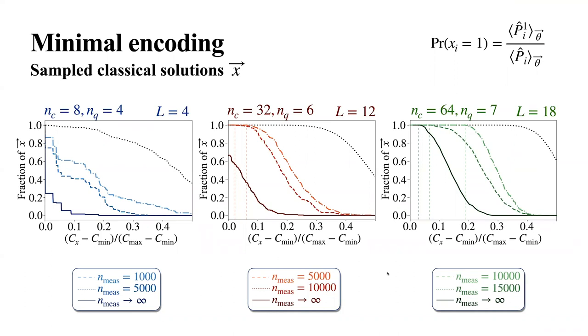Just a point: full tomography sometimes refers to having to know the phases. Here we don't do that. This is only amplitude, so it's actually easier. That's a good point, it's easier than full tomography. We only look at the probabilities. So the dark line here is for infinite measurement, and the other is for finite measurement.